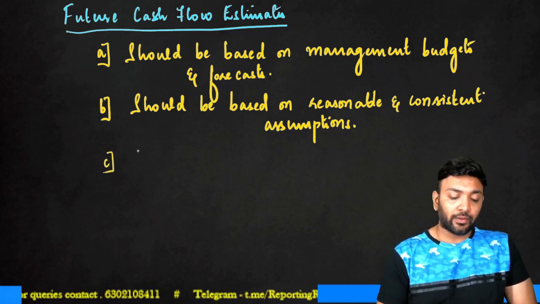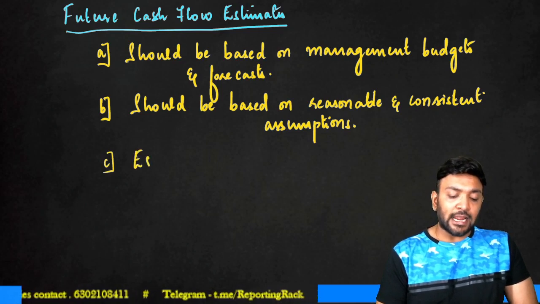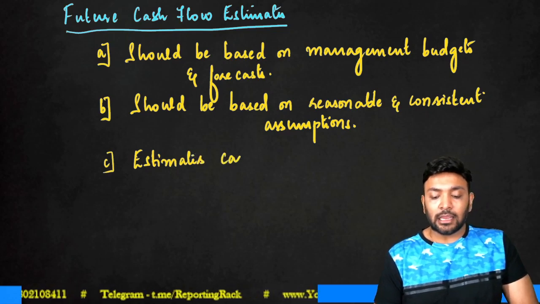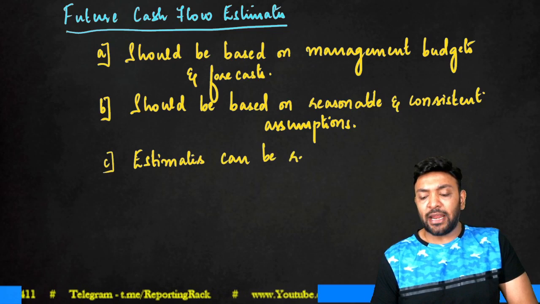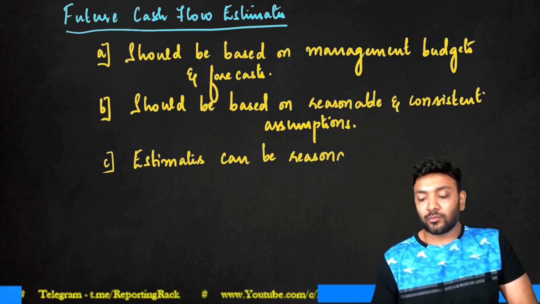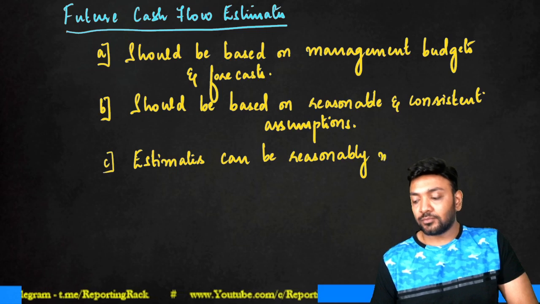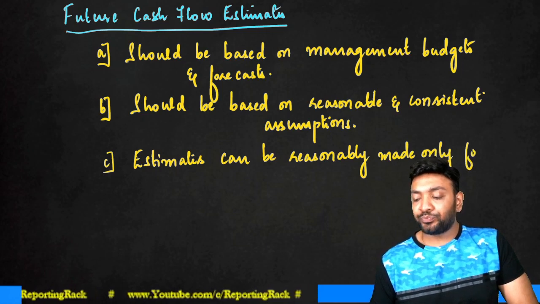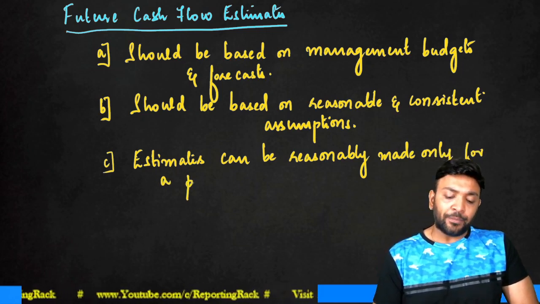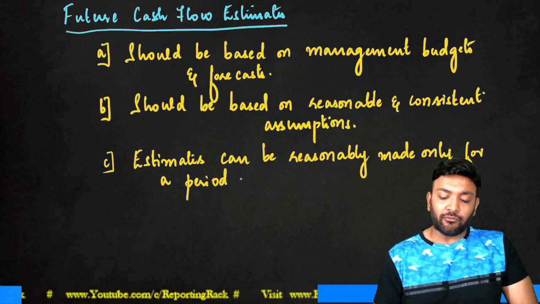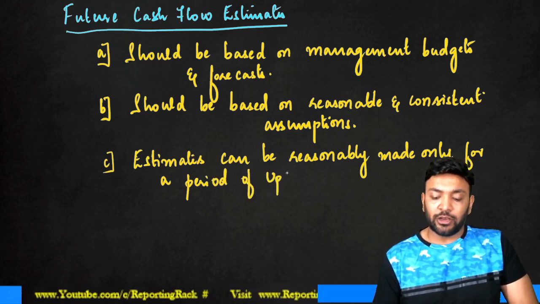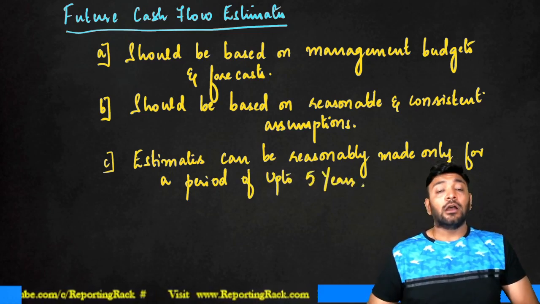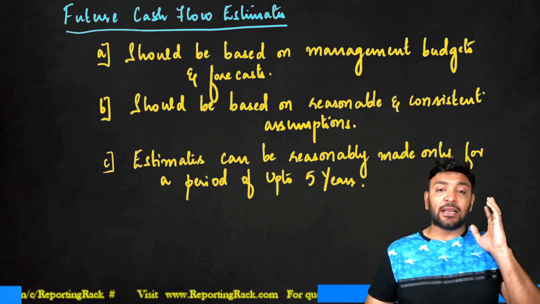Number 3. Estimates can be reasonably made only for a period of 5 years. Period of up to 5 years. Up to 5 years, you can make a reasonable estimate.